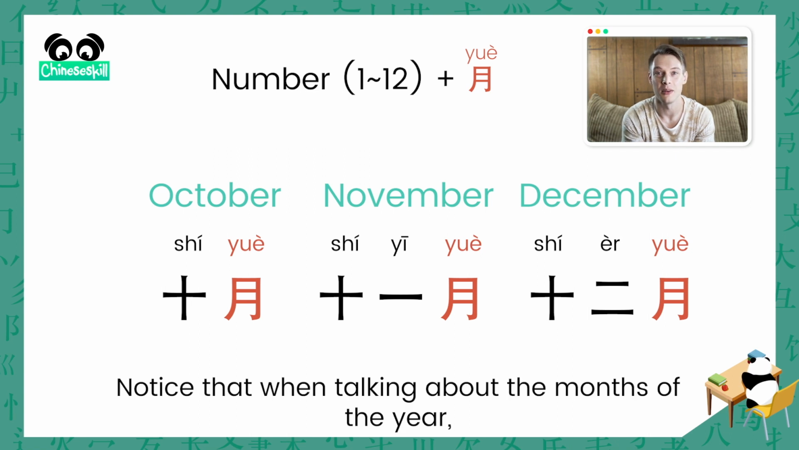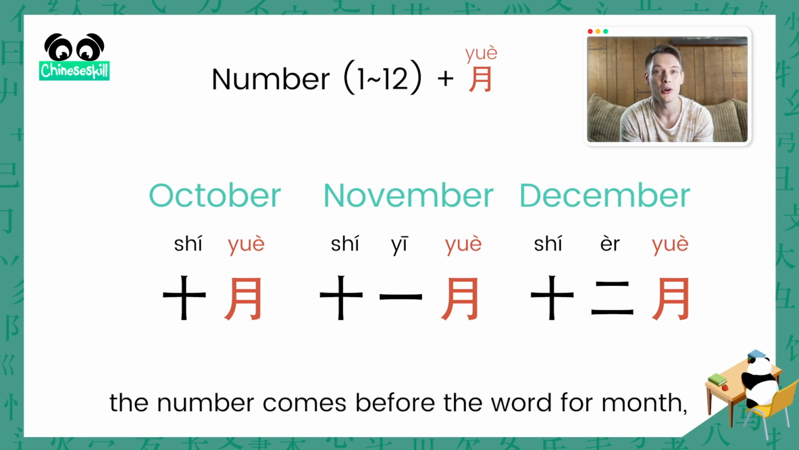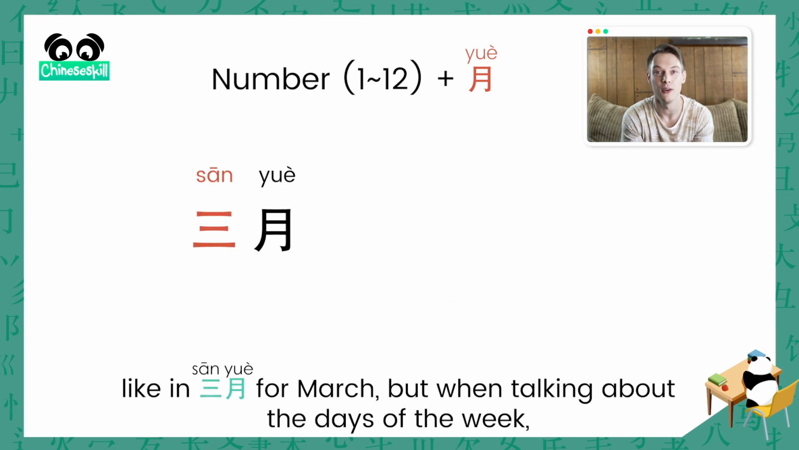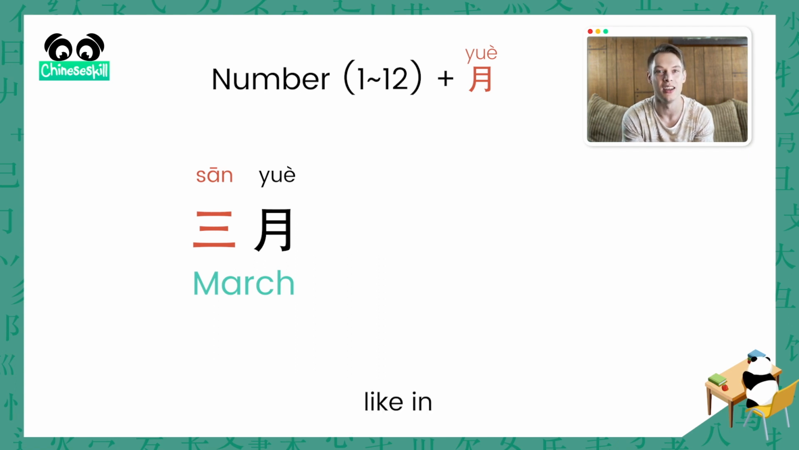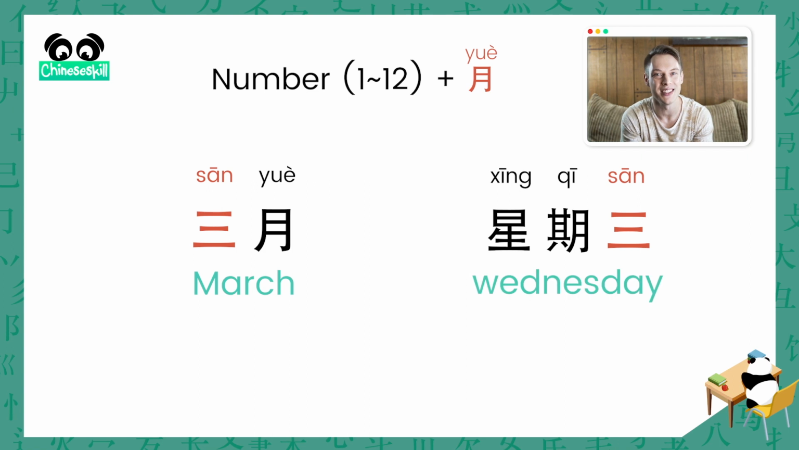Notice that when talking about the months of the year, the number comes before the word for month, like in 3月 for March. But when talking about the days of the week, the number comes after the word for week, like in 星期三 for Wednesday.